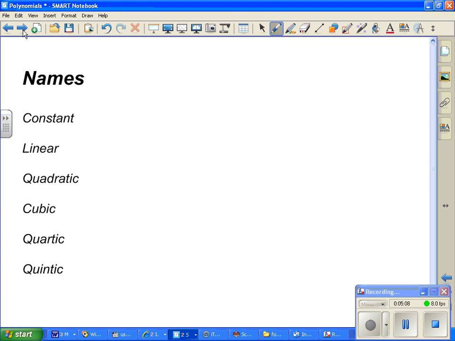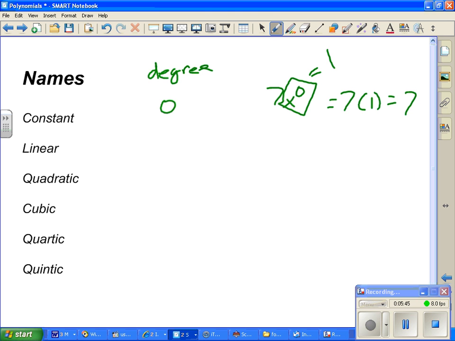Okay? Names, names, names. We've got to give these things names based on their degrees. So again, the degree is the highest power. In your book, there's a whole list of examples and these names. It's on page 48. Okay? In a constant, the highest power, the degree, is 0. Because it's like 7x to the 0. What's anything to the 0 power? It's 1. Okay, we'll review that. So 7 times 1 is just 7. It's a constant. It's a number. I can't change it because the degree was 0.